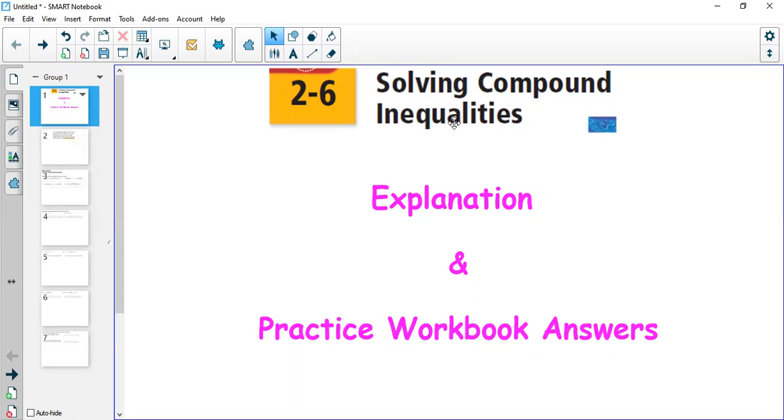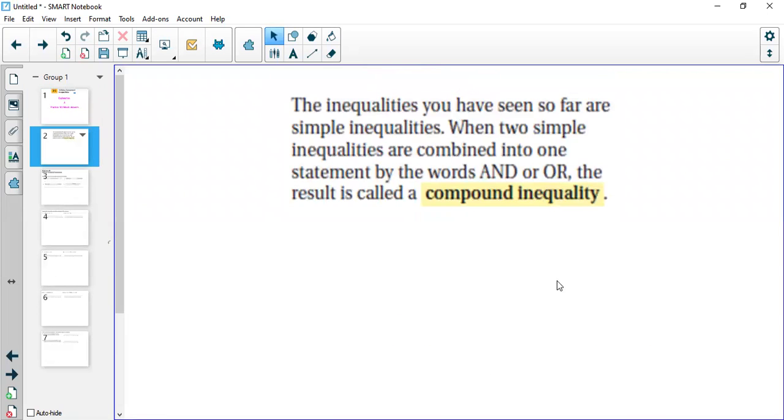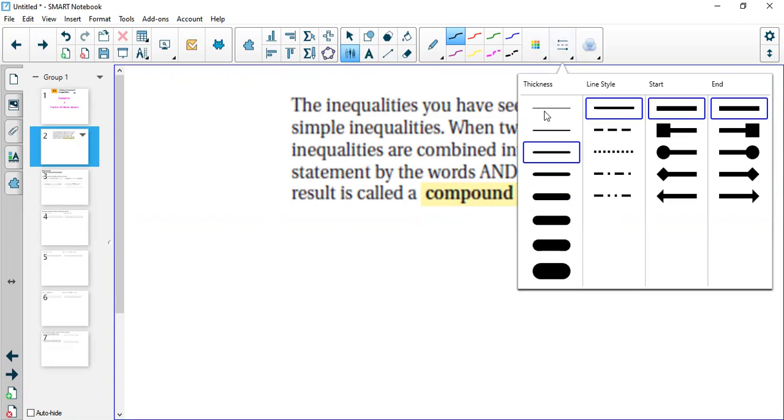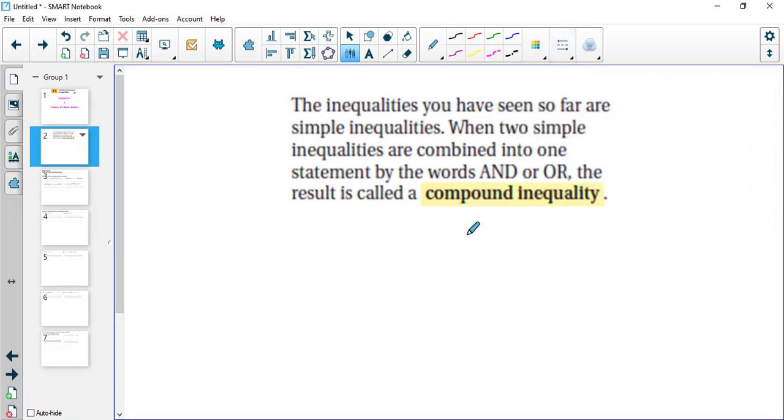Similarly, what are compound inequalities? Let's go ahead and check. The inequalities you have seen so far are simple inequalities. When two simple inequalities are combined into one statement by the words and or or, the result is called a compound inequality. Now, let me show you how a compound inequality looks.